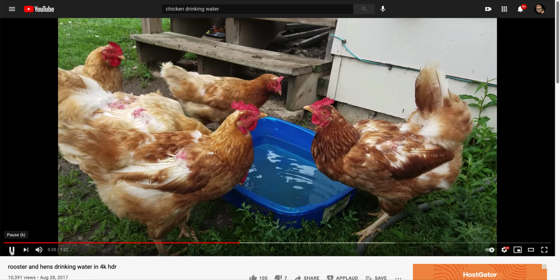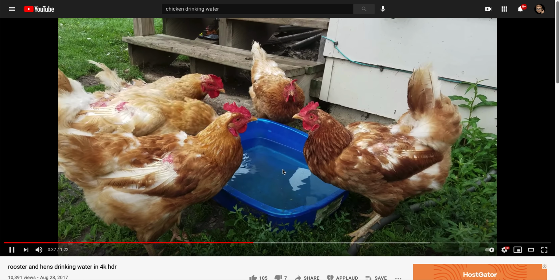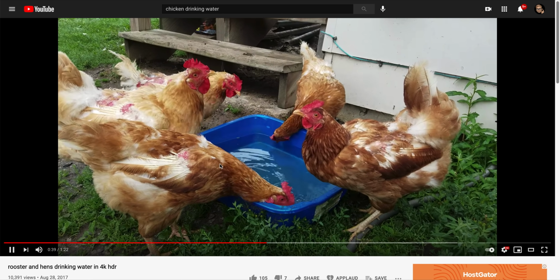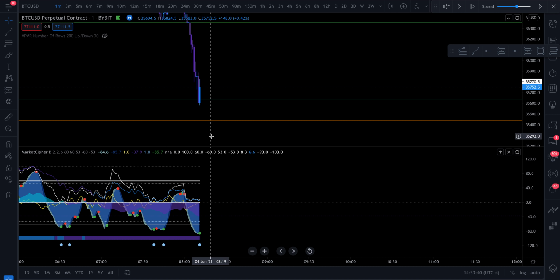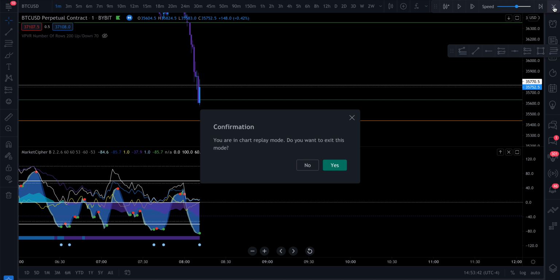Doop, doop, doop. The chicken, right here, this red chicken, dunks his head in, comes it up, lap, lap, lap. Okay? It's the same with the price. That's what we want to look for when we are looking to long after a dump.